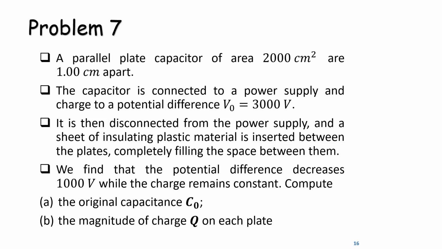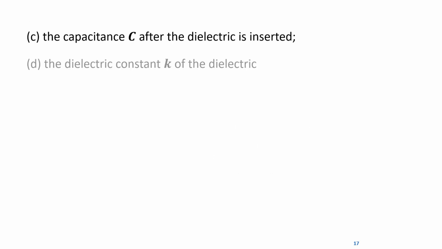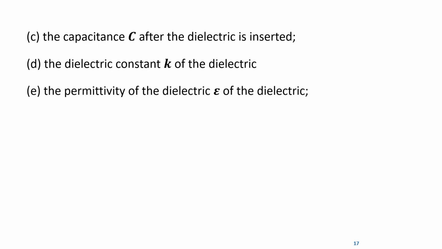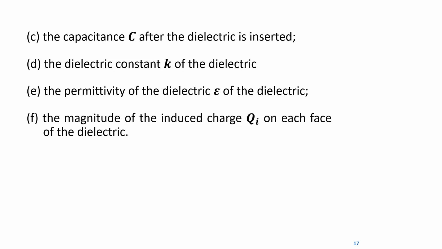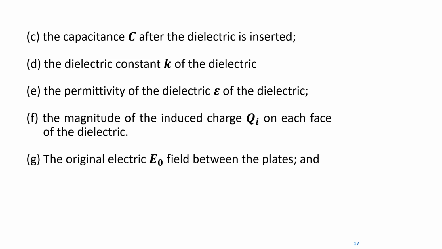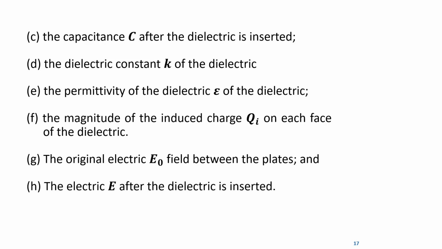Compute the original capacitance C naught, the magnitude of charge Q on each plate, the capacitance C after the dielectric is inserted, the dielectric constant K of the dielectric, the permittivity epsilon of the dielectric, the magnitude of the induced charge Qi on each face of the dielectric, and the original electric field between the plates and the electric field after the dielectric is inserted.